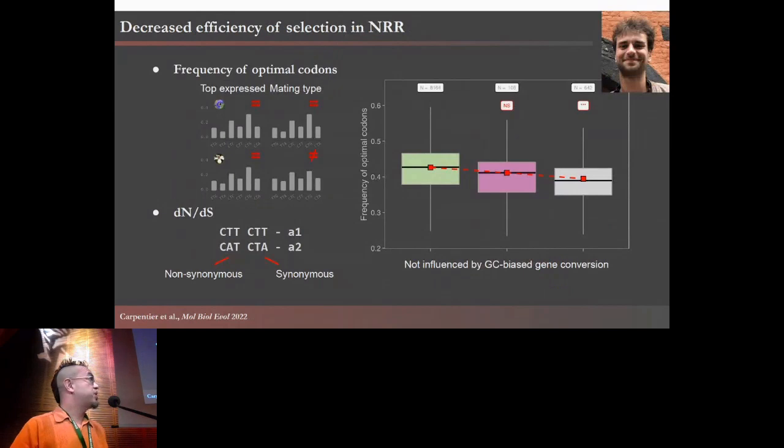Then another former PhD student in the lab studied the accumulation of sequence degeneration signals. We did that with the normal Nei-Gojobori dN/dS calculations, but we also checked whether the genes in the recombining and the non-recombining regions have a different codon usage. And actually, they do. The fraction of optimal codons used by the non-recombining region, so the sex chromosome genes, is lower than in the rest of the genome.